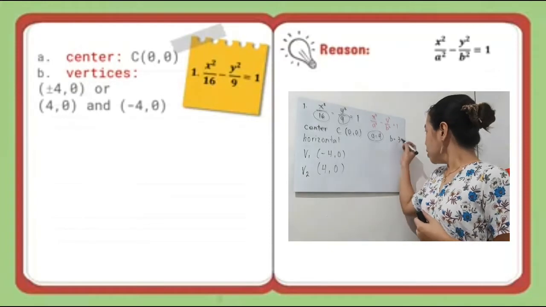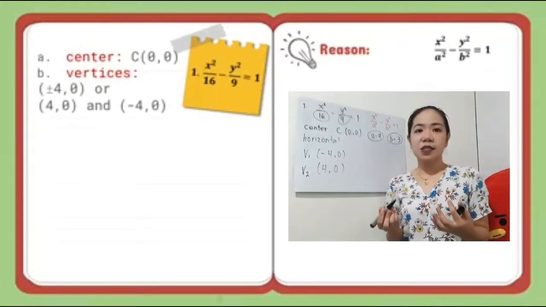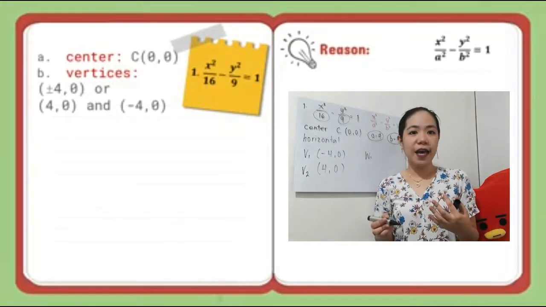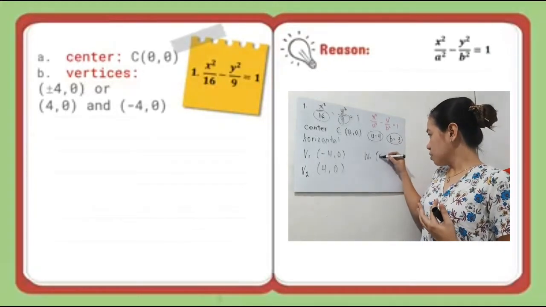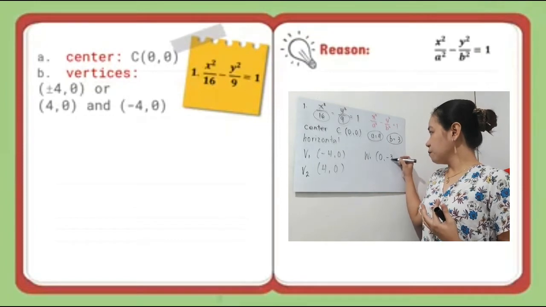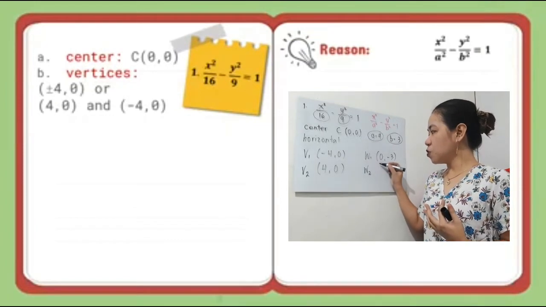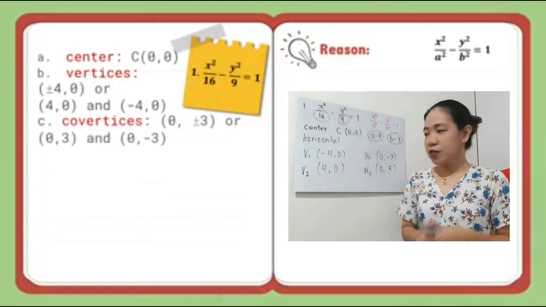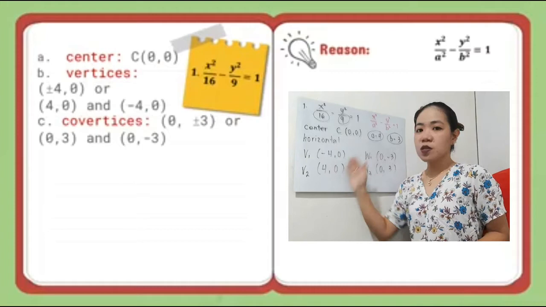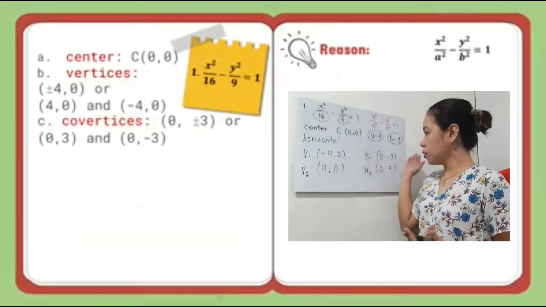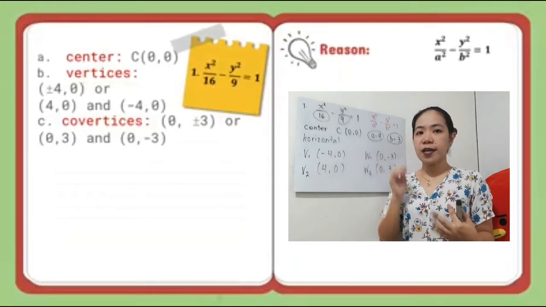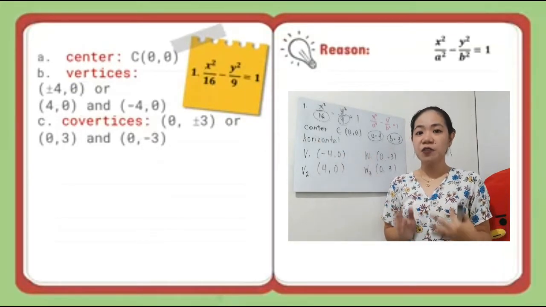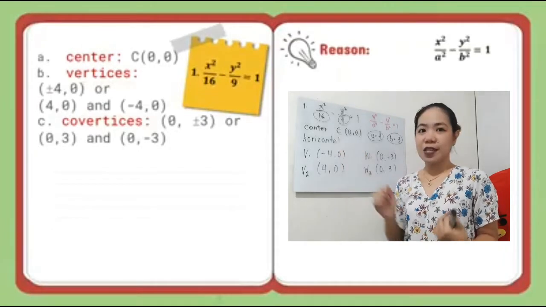Now, we'll use b to get the co-vertices. The co-vertices are on the y-axis. So we have W1 at (0, -3), and W2 at (0, 3). Take note, they are opposite. The vertices are on the x-axis while the co-vertices are on the y-axis. That is, if the graph is horizontal or if the transverse axis is horizontal.